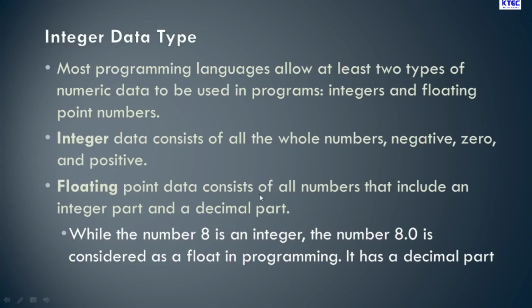So the floating point data consists of all numbers that include an integer part and a decimal part. The floating point numbers have the decimal part, point something. So while the number 8 is an integer, the number 8.0 is considered a float in programming. Take note of that. Something point something becomes a float. A number standing alone becomes an integer. It has a decimal part, so that is why it is a float.